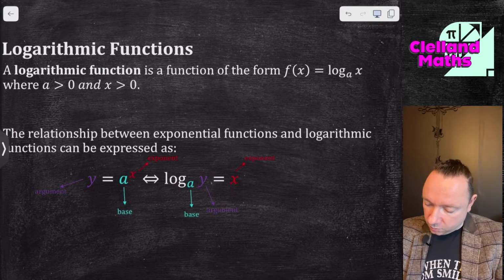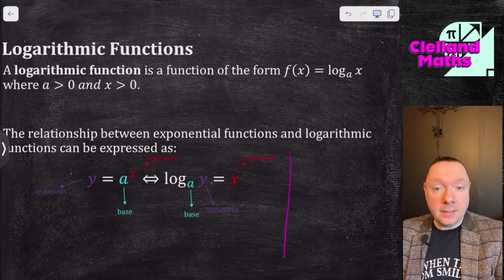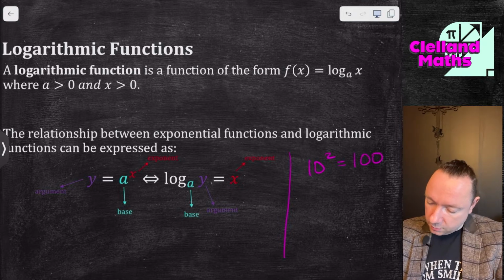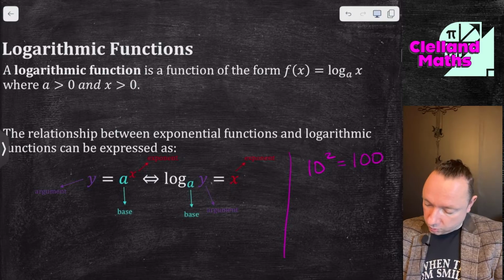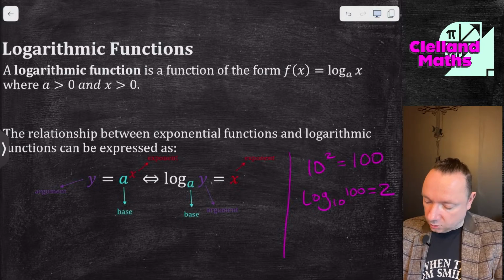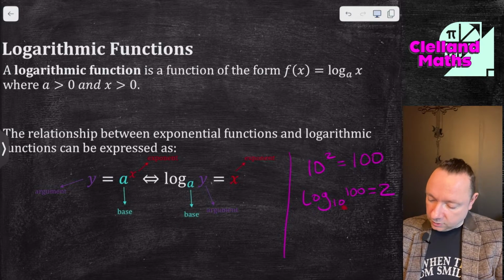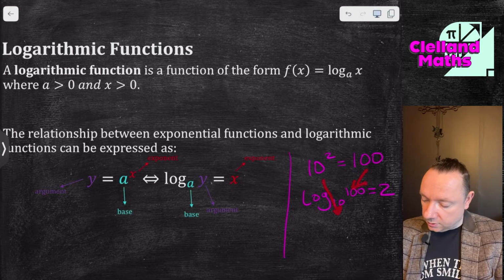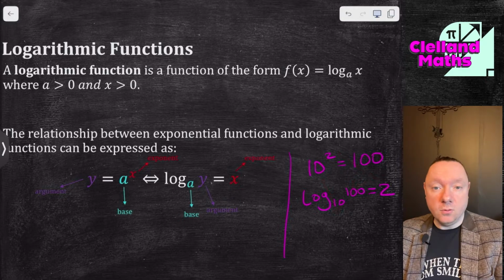A simple example would be, let's say we had 10 squared equals 100. Well, we can rewrite that as a log, because we've got log base 10 of 100 equals 2. And I always remember these two. If I've got 10 squared equals 100, the base becomes 10, the answer becomes here, and then 2, the power, becomes over that side as the power.